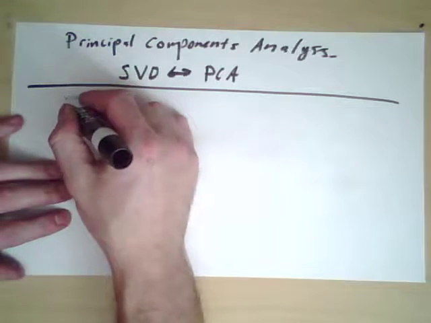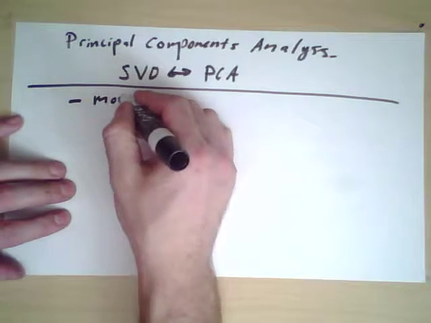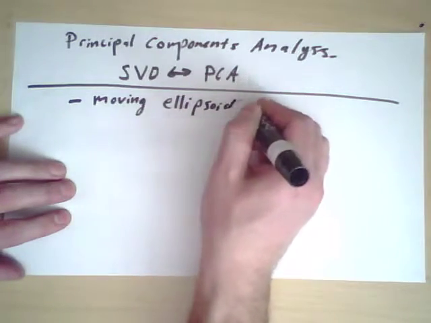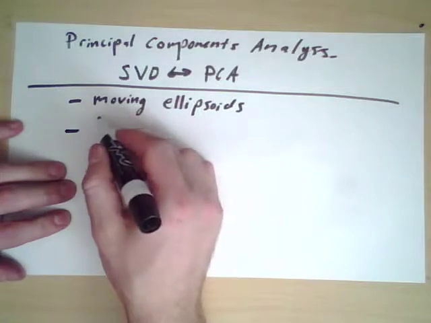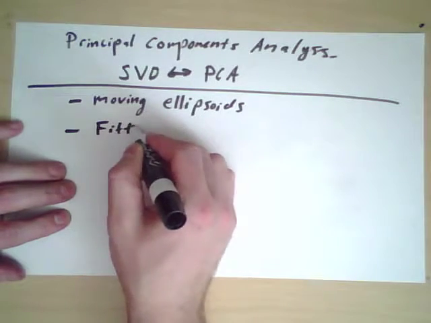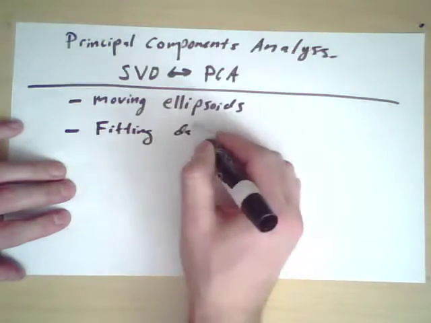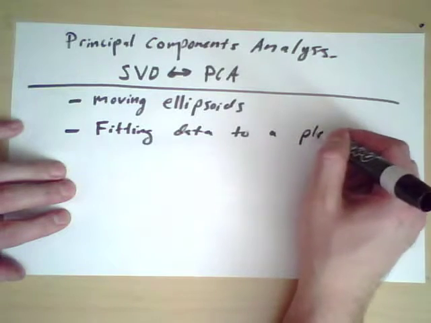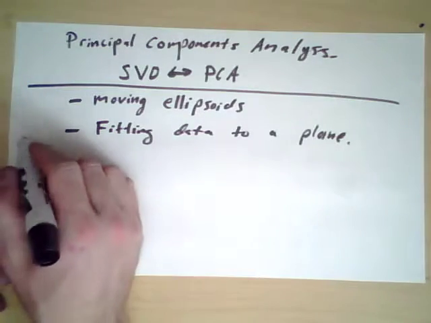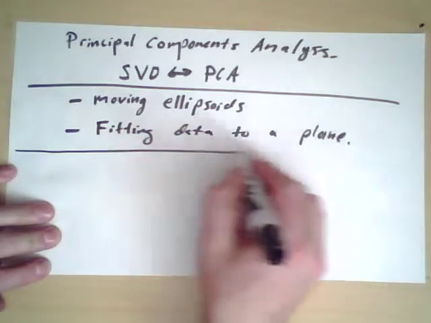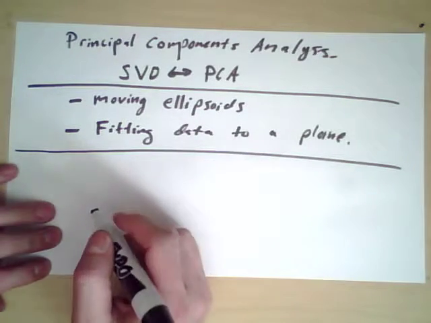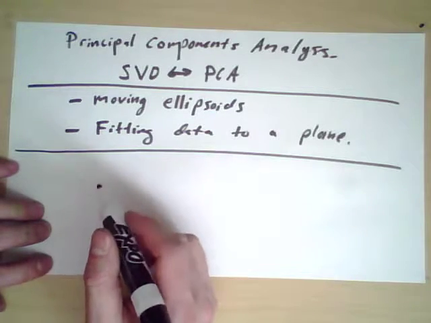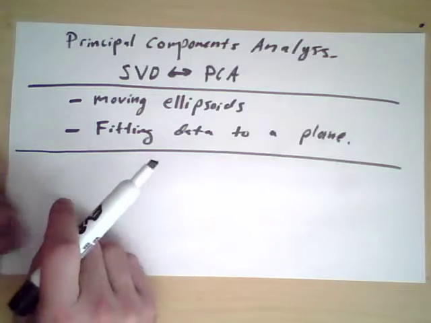One is the idea, geometrically, of moving ellipses, or I should say ellipsoids, in higher dimensions. The other is the idea of fitting data to a plane. So both of these statements interact in a very concrete way with the singular value decomposition. I'll talk first about moving ellipses.